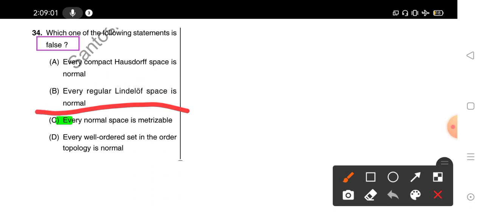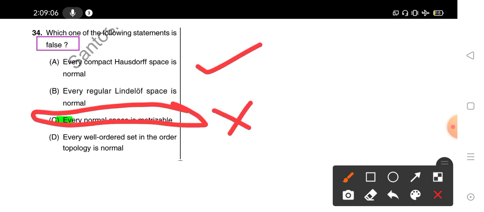Every normal space is metrizable. This is a false statement. Every compact ordered space is normal. This is correct. Every regular Lindelof space is normal. Every well ordered set in the order topology is normal. This is also correct.